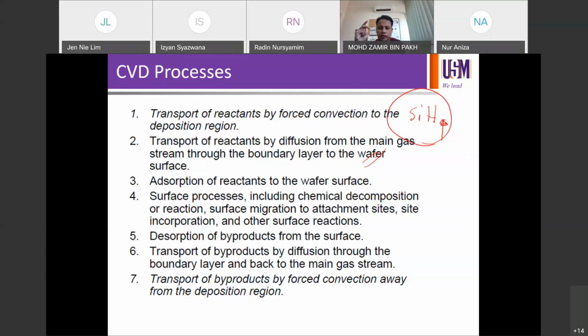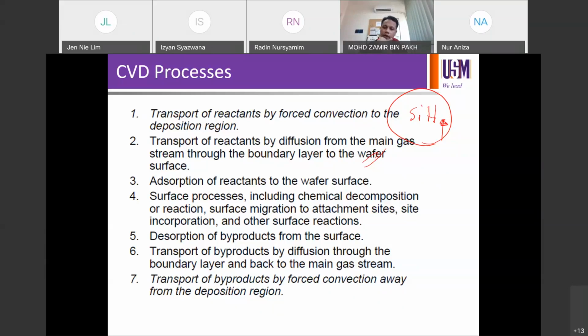Desorption of byproducts from the surface. So desorption means release of byproducts. For example, if you go back to the equation, they were talking about hydrogen as a byproduct. Transport of byproduct by diffusion through the boundary layer and back to the main gas stream. So we are sending off byproduct, hydrogen in this case, off the tube because it's not needed anyway.